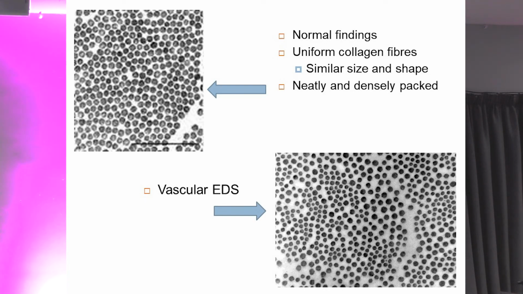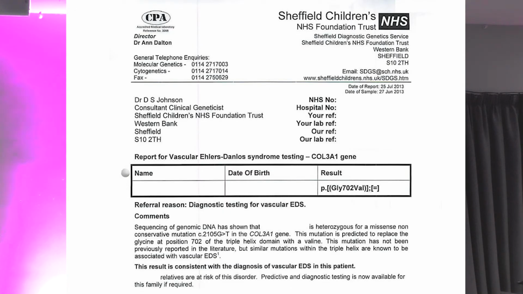And on the bottom, we've got a patient who's got vascular EDS. And I hope you can see that the fibres are not uniform in size anymore. They're not neatly packed, they're a bit more randomly packed and widely spaced out. It is not a unique finding to vascular EDS though, so we can't use this as a diagnosis by itself. This is what a typical report looks like if you've just had testing for COL3A1. So it tells you the particular change in the gene that's been found and the evidence for why it's been described as a mutation.